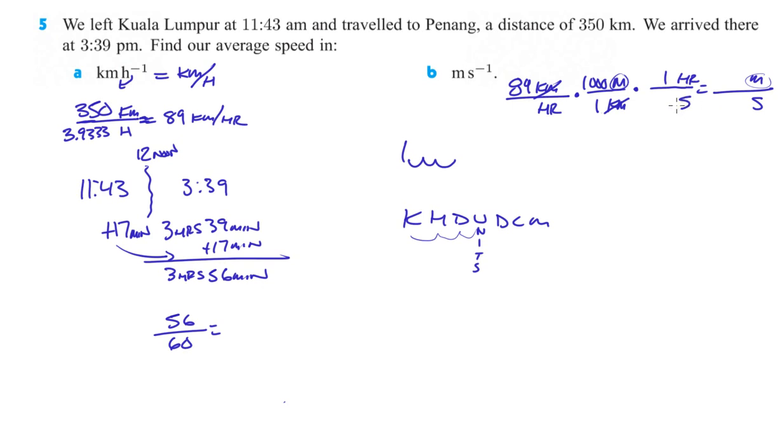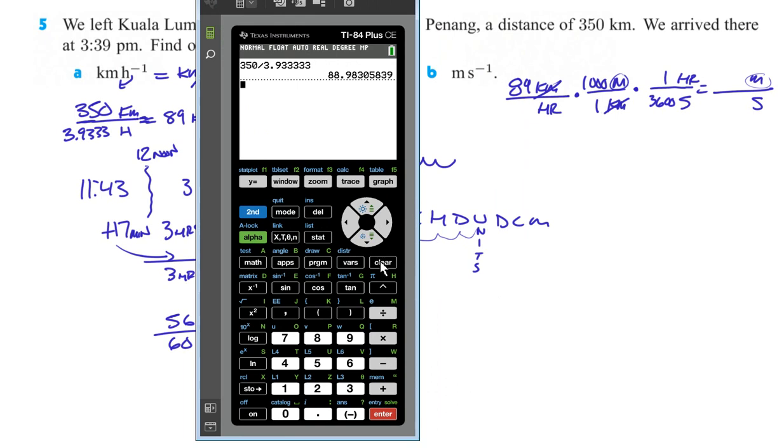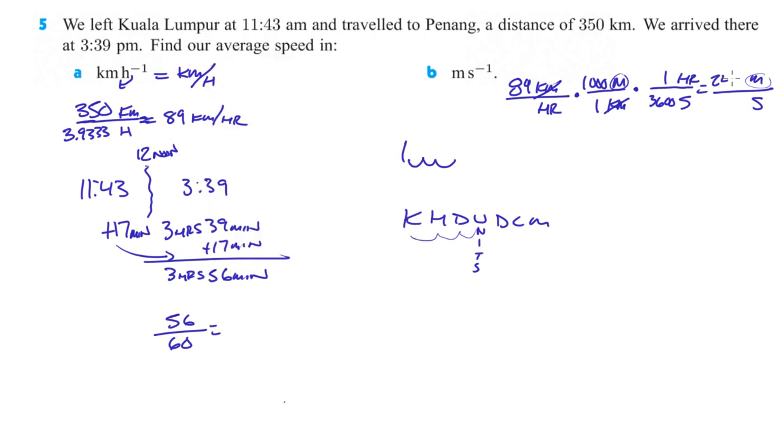So 1 hour equals how many seconds? 60 seconds in 60 minutes. So 60 times 60 is 3,600. Okay. So then now we take our calculator and take our 89 times 1,000, because there's our 89 times 1,000, and divide it by 3,600. Divide by 3,600. And we get that it's 24.7 meters per second.